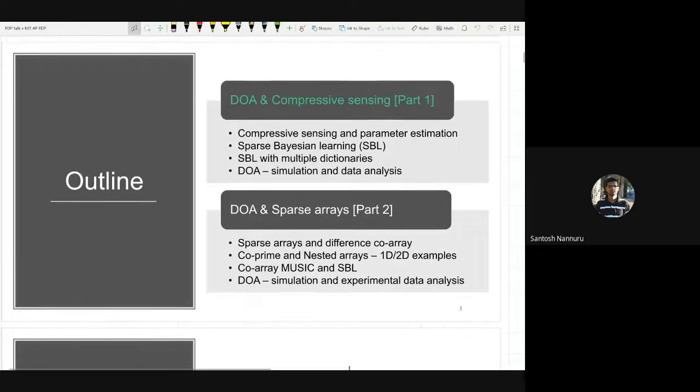And the second part will focus on sparse arrays and difference arrays. Why are they relevant? What is the use? Look at some examples of 1D and 2D sparse arrays such as coprime and nested arrays. These have become very popular in the past decade or so. Some algorithms, SBL as well as co-array MUSIC. And then again, the application, all of these we look at in the context of DOA, right? So all these various topics I will always be formulating around our application, which is direction of arrival.